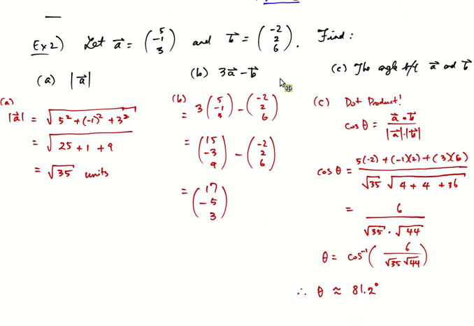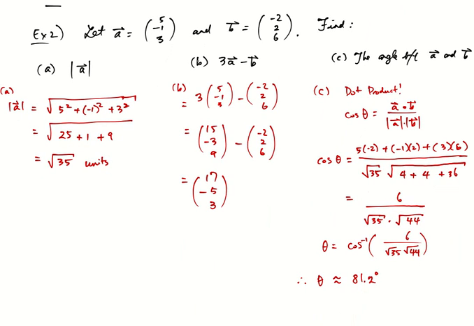Let A be the vector (5, -1, 3), and B be the vector (-2, 2, 6). What is the magnitude of A? And what is 3A minus B? We're just doing a little bit of vector algebra here. And find the angle between A and B. So we're probably going to be using our cosine formula that has the dot product in it, so we need to know the dot product for this one.